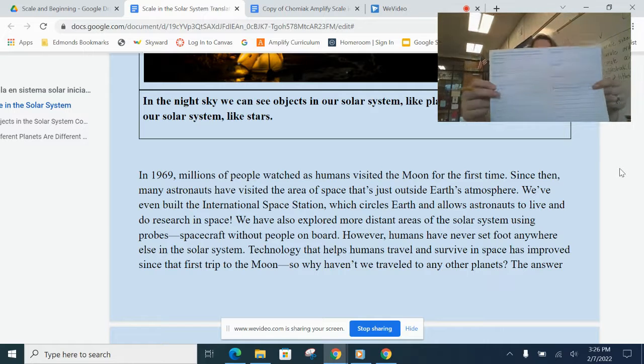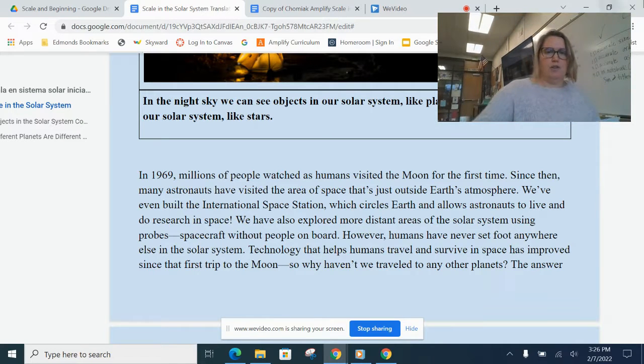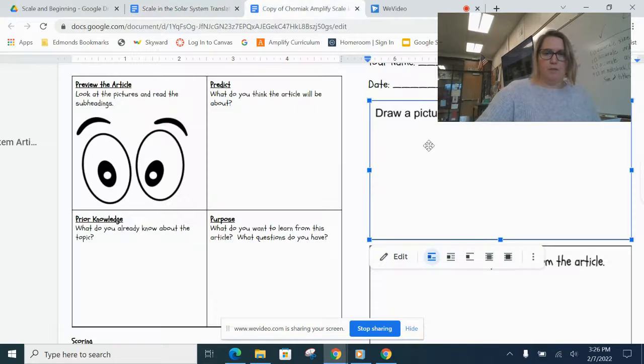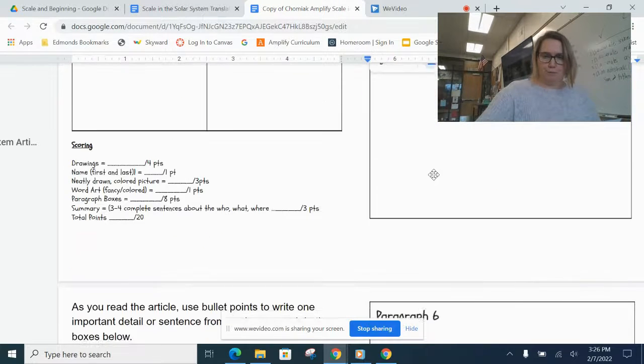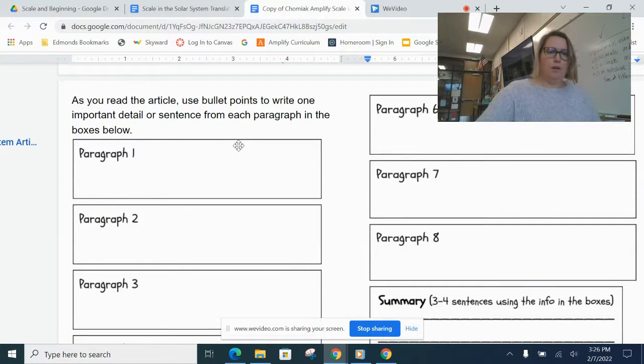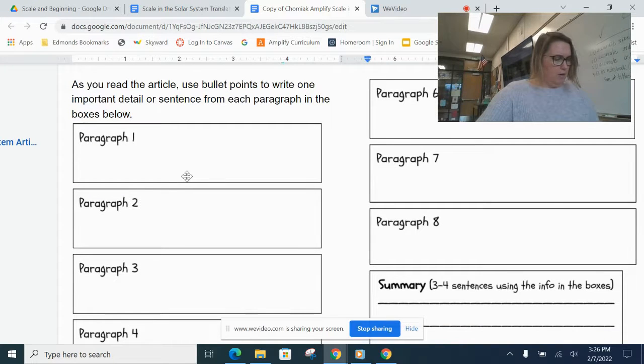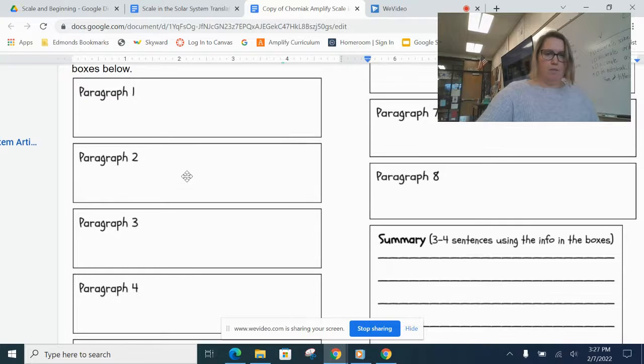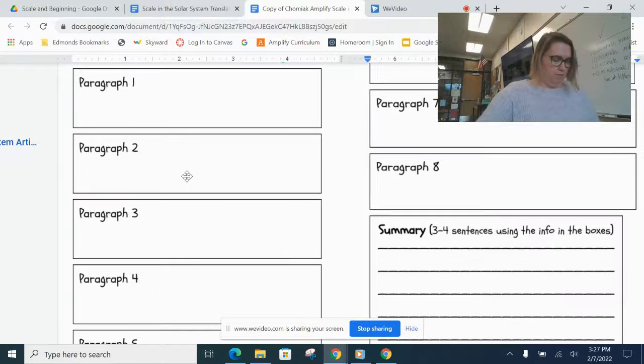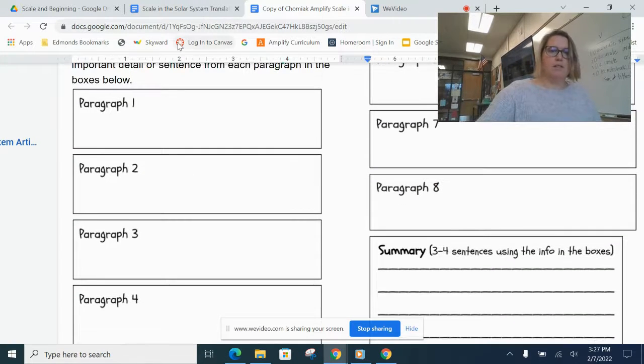And let's flip pages and go and look. The directions say here, and I'll show you here digitally. So I left these 2 blank for right now. As you read the article, use bullet points to write one important detail or sentence from each paragraph in the boxes below. Okay, so I have 1 box for each paragraph. All right, so let's go ahead and start reading.